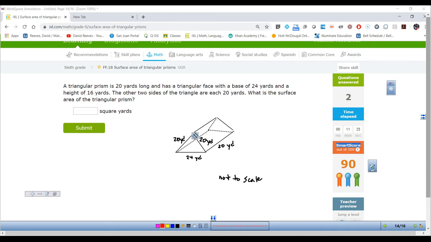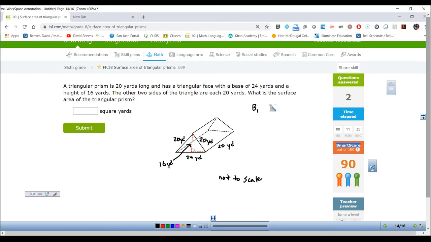Remember, the height is always perpendicular to the base. The height goes from the base to the tip. And that height, they told us, was 16 yards. So I'm going to do it like they do it. I'm going to put an arrow out here, and I'm going to write 16 yards. So there is our diagram that I was able to make from the picture. And now let's crank out this surface area.